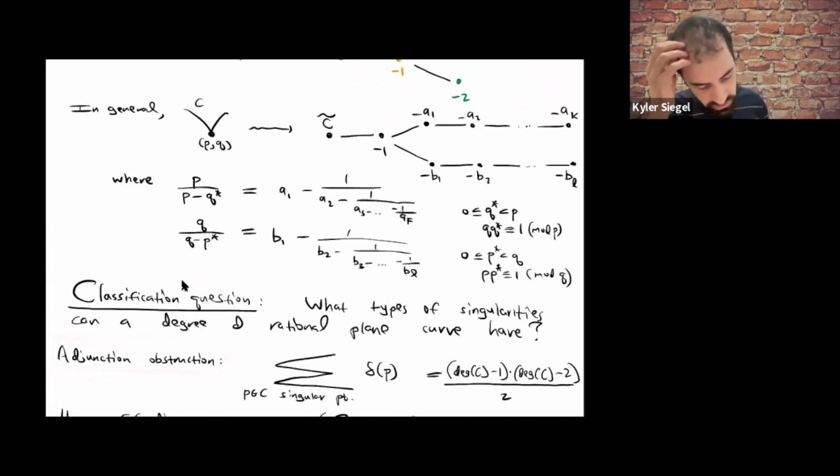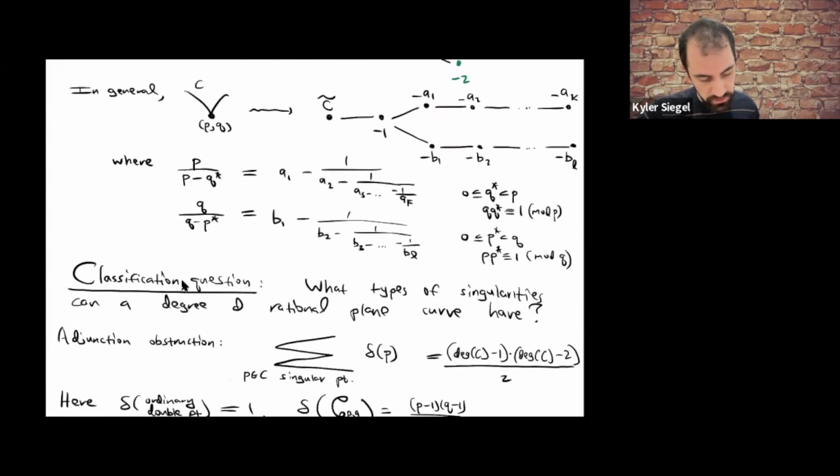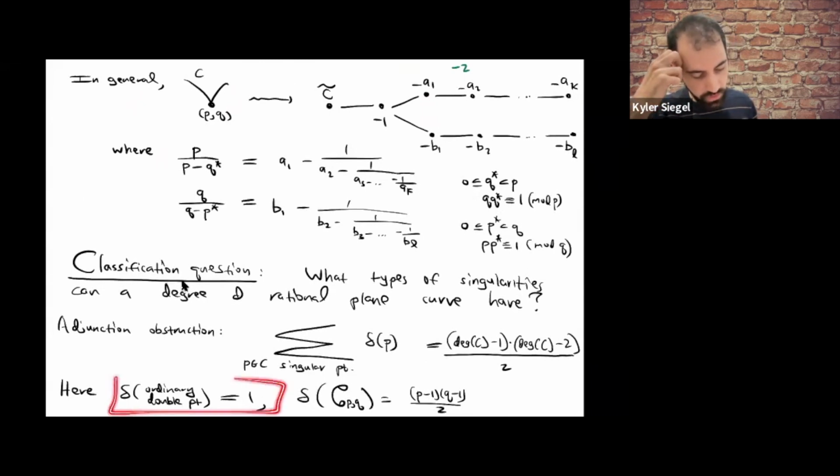The adjunction formula just says that each singular point contributes some amount delta of p to the total count of singularities, and this has to add up to (d-1)(d-2)/2, which is the term appearing in the degree-genus formula. So for example, if the degree is 1 or 2, so a line or a conic, then you're not allowed to have any singularities. In general, the contribution of an ordinary double point is 1, and the contribution of a PQ cusp is (p-1)(q-1)/2.